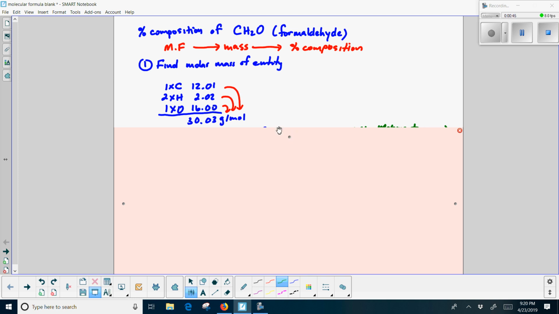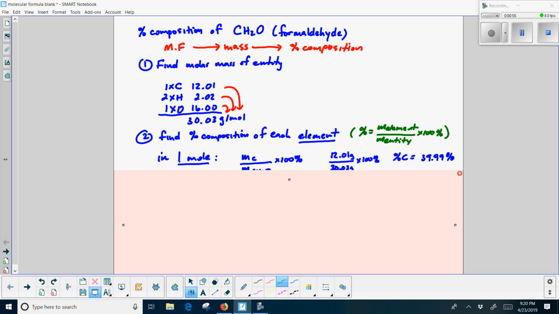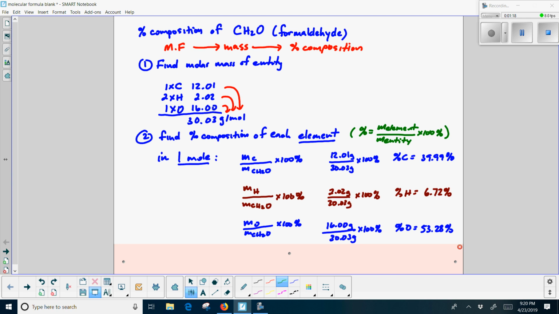And we're going to be comparing the mass of 1 mole of each of these elements, carbon, hydrogen, oxygen, to the mass of the entire compound. So all you do, again, is take the mass of the element over the mass of the compound. Here I've got carbon, so you take the mass of the carbon, 12.01, divided by the mass of the entire formaldehyde molecule, and you end up with 39.99%. You do the same for each of the other elements. For hydrogen, getting 6.72%, and finally for oxygen, we've got 53.28%.